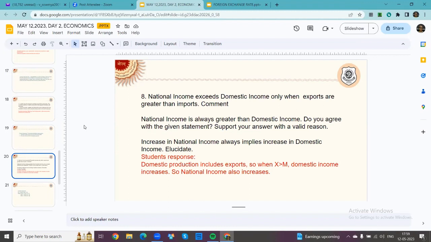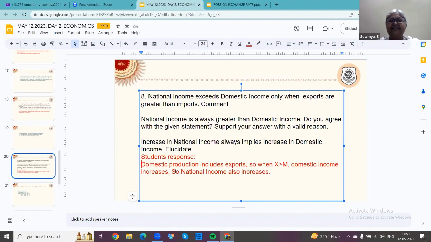If exports are more than imports, we will be earning more than we are spending. Am I right, students? What I'm saying is, when exports are more than imports, we are earning more than we are spending.